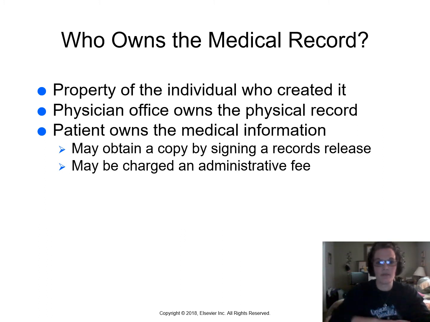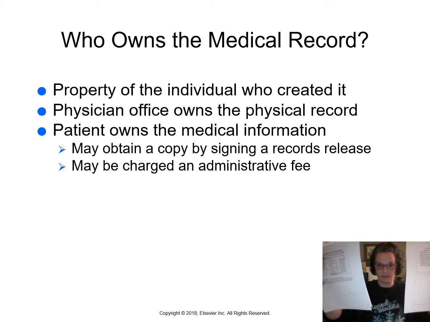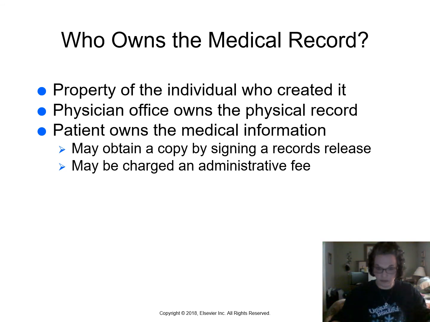Okay, this is so important. Who actually owns the medical record? The information is the property of the individual who created it. So it's my social security number, my address, my insurance member number. But the physician office owns the physical record. So what would the physical record be? The paper. The physician owns the paper that it's on. Patient owns the medical information, which would be what was on the paper. You may obtain a copy by signing a records release and may be charged an administrative fee.